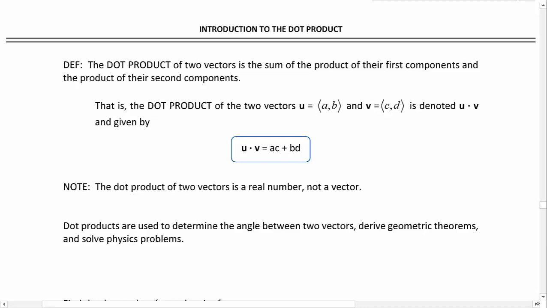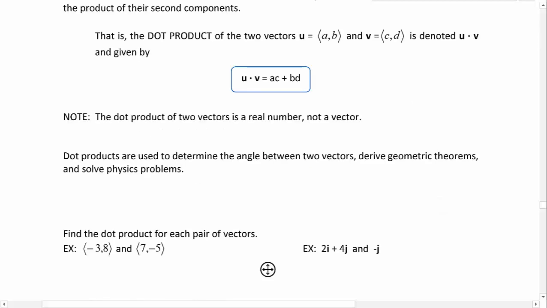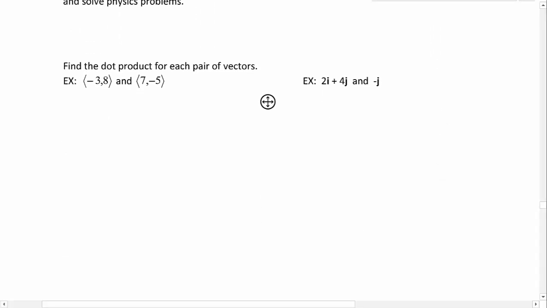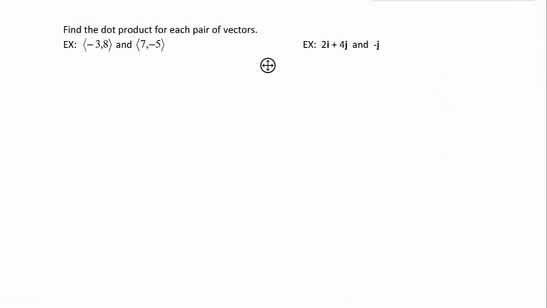Please note that the dot product of two vectors is a real number and not a vector. Dot products are used to determine the angle between two vectors, derive geometric theorems, and solve physics problems. So let's find the dot product for some pairs of vectors.